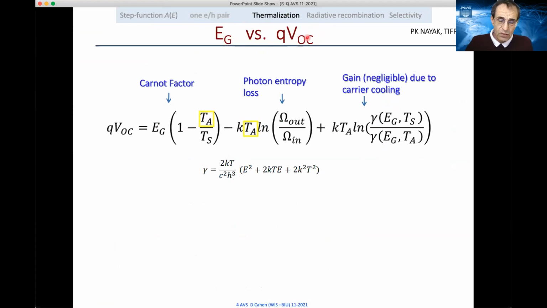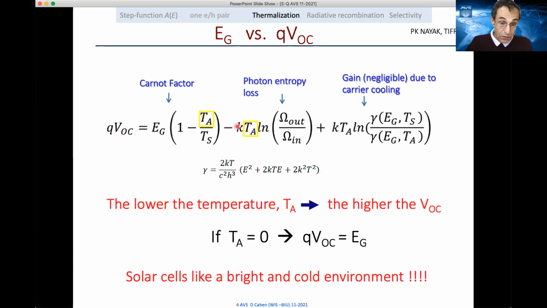The band gap versus the open circuit voltage that is measured can be understood from the thermal losses. And this term we talked about, and this term we talked about, there's one other term that gives you a gain due to carrier cooling, but it's so small, we will not go into that. What you see from the appearance of the temperature of the observer is that the lower the temperature, the higher the open circuit voltage. And at absolute zero, there will be no difference between VOC and the band gap, if all other factors are okay. So we can argue that solar cells really like the cold. That should be good in space, except that when you are facing the sun and you don't have ways to get rid of the heat, it's not so good.